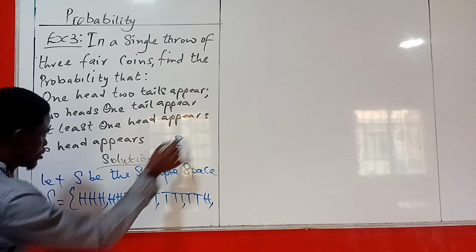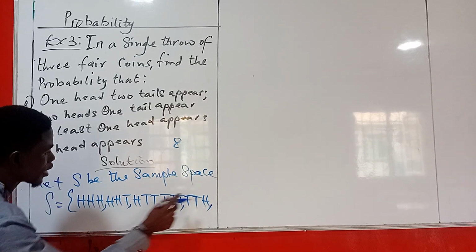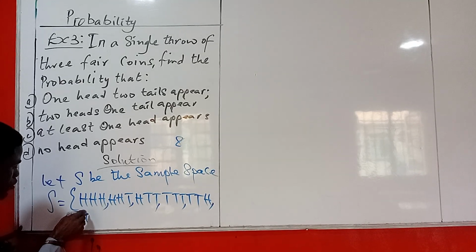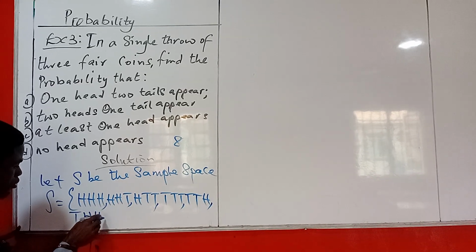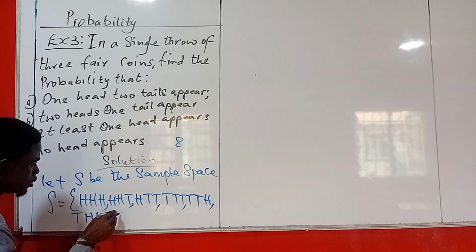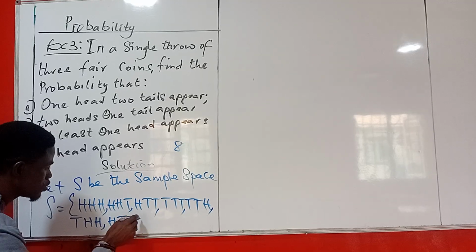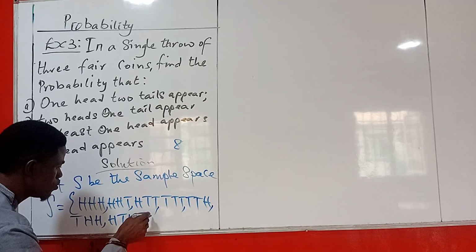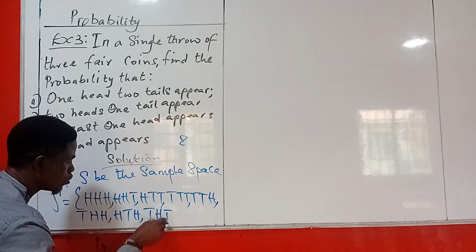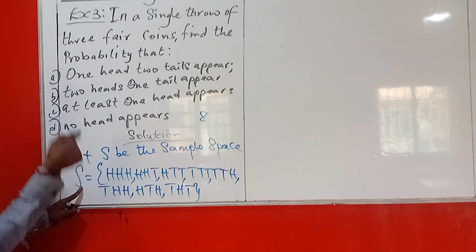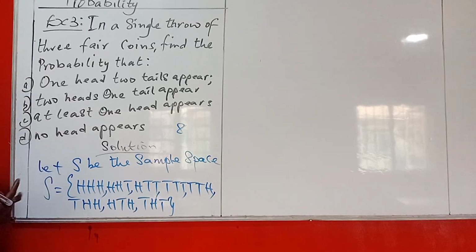We need 8. So 1, 2, 3, 4, 5. Then we are going to have 1 tail, 2 heads. Then 1 head, 1 tail, 1 head. Then finally 1 tail, 1 head, 1 tail. So this is the outcome of the sample space, which is known as the possible outcome.